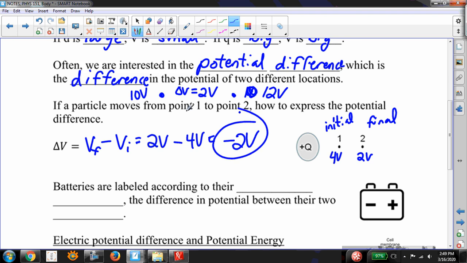Batteries are labeled according to their potential difference. That's going to be the difference in potential between their two terminals.